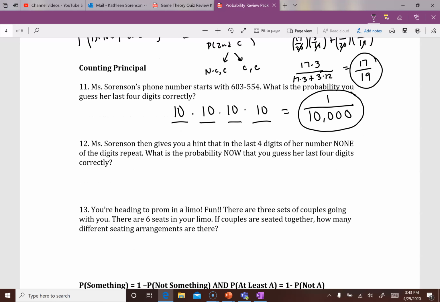All right. Ms. Sorensen then gives you a hint that the last 4 digits of her number, none of them repeat. So now what's the probability of guessing? Well, first digit, you've got 10 options, but since you can't repeat, the next one you've got 9 here. Since you can't repeat any of those two, you got 8 left here, then 7. So now we're left with 5040. Those are the number of options we have for numbers, and one of them is correct out of the 5040.